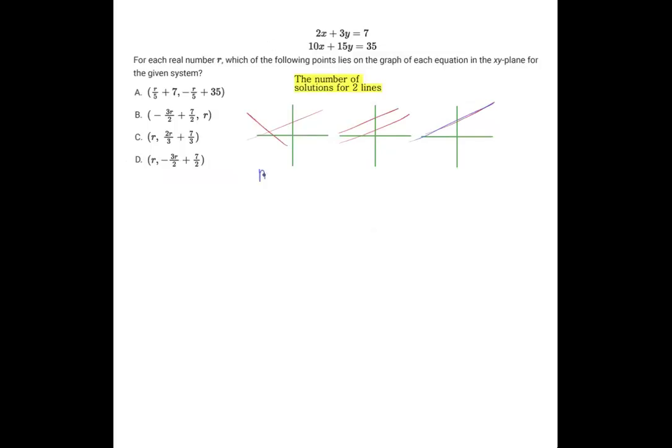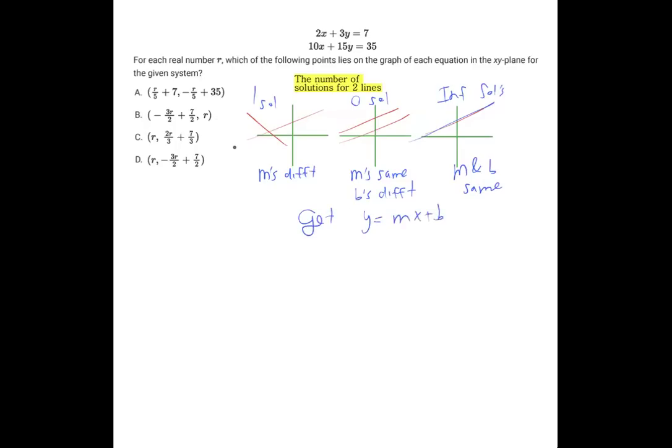And if they hit once, that would happen if the slopes are different. That would give you one solution. If they hit never, no solution, that happens when the slopes are the same, but the y-intercepts are different. And if they have infinite solutions, that happens when the slope and the y-intercept are the same. But the only way you can understand any of this is when you get them into y equals mx plus b format. So let's do that with both of these.